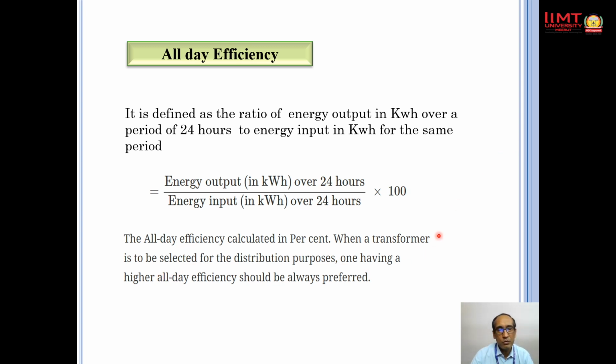All day efficiency is generally used for the distribution transformer, because distribution transformers are used for 24 hours. Once these are commissioned on a pole, they are working for all 24 hours. So this type of efficiency will be considered here.